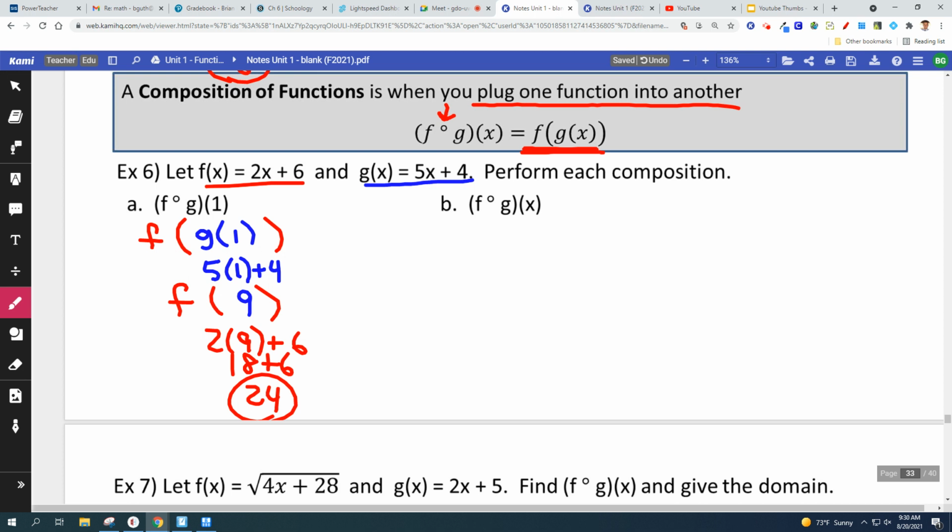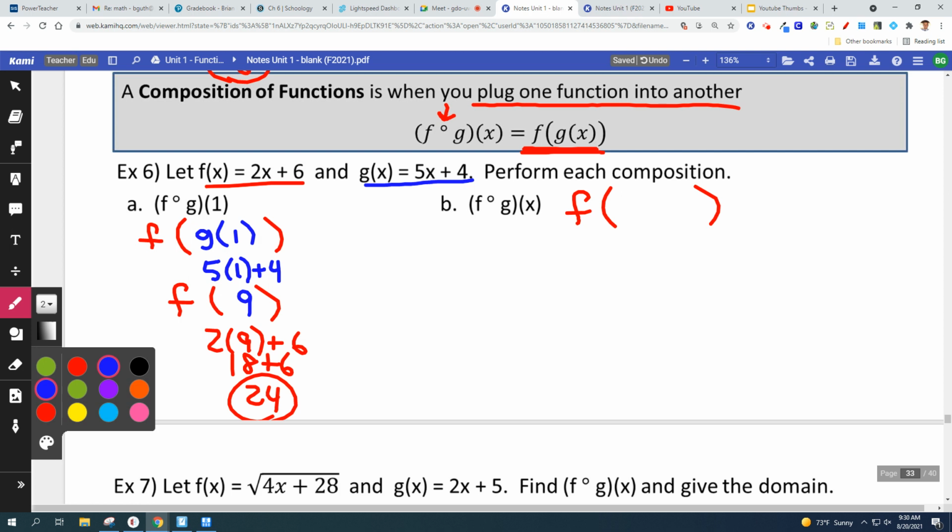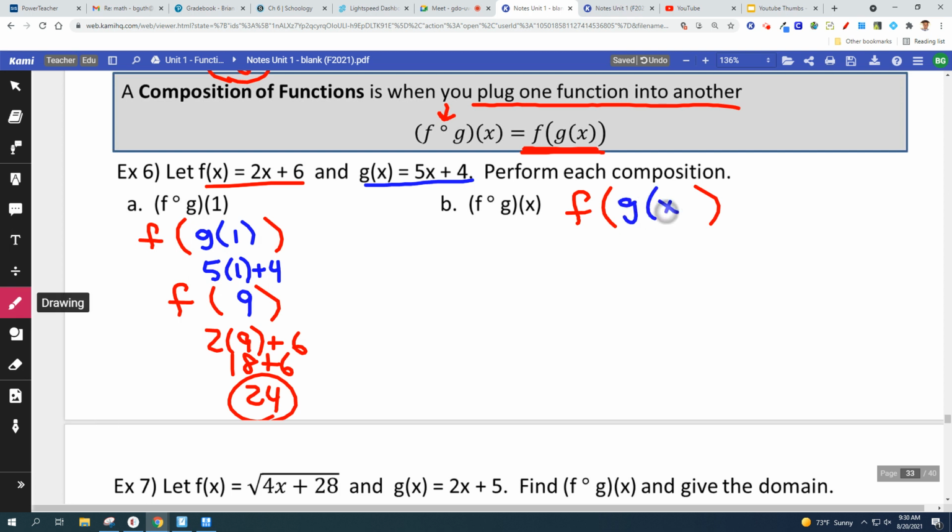Next problem, you're plugging in an x. And so that says f of g of x. People get super confused here because it's an x, and so that means it's hard. But the thing is, we already know what the g function looks like with an x plugged in. The g function with an x plugged in is exactly 5x plus 4. So what's weird, I guess, is we have to plug that into our f function. Plug in 5x plus 4 into the f function.